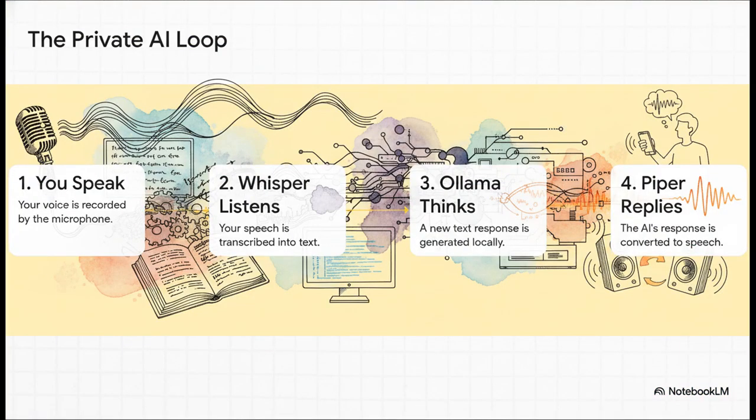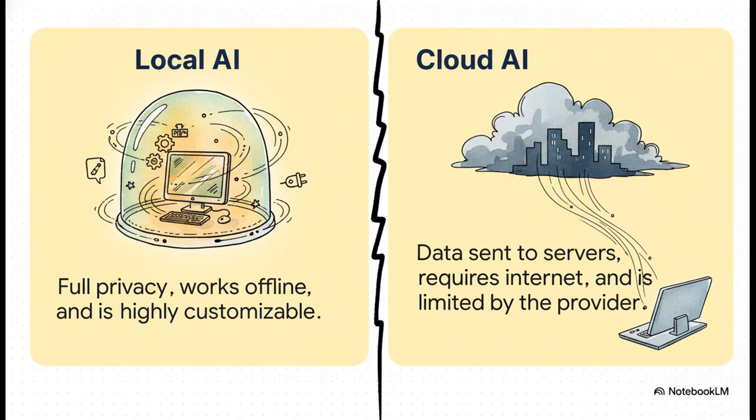See, the key takeaway here is this complete private loop. You speak, Whisper listens and turns it into text. Ollama thinks and generates a reply, and then Piper speaks that reply back to you. Every single step happens right there on your computer. It's a closed circuit. And that makes a world of difference. With local AI, you get total privacy. It works even if your internet is down. And you can customize pretty much everything. Compare that to the cloud AIs we're used to, where your data is always being sent to a server, you have to be online, and you're pretty much stuck with whatever the provider gives you.